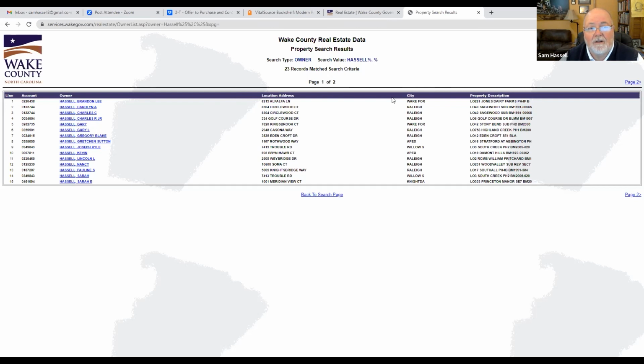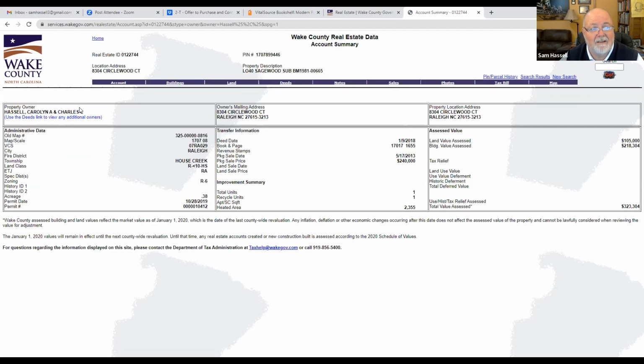Now I want you to look all the way over. Here's the location address. Here's the city. But look at what's here, the property description. The property description's here, but let's just pick one to make it easier for us. All right. Let's pick Carolyn Hassel. Now I have no idea who these people are, honest to God. So I'm not picking anybody out because I know them. All right. But let's say we're going to go to Carolyn's.